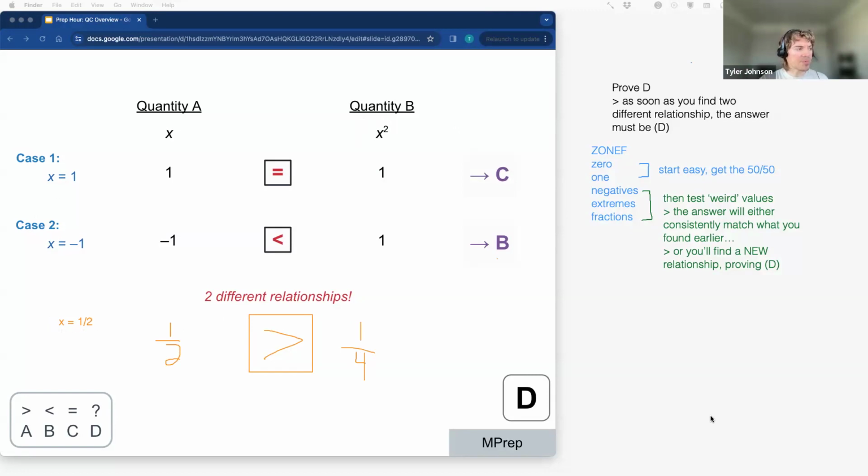Okay, let's try another exponent problem. This one's a little trickier. Check it out.